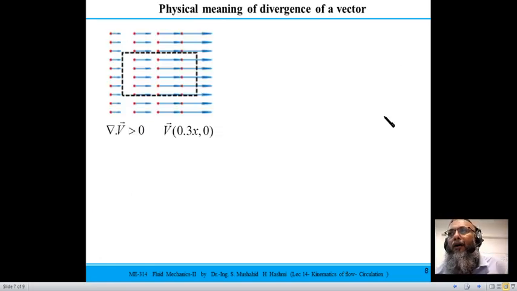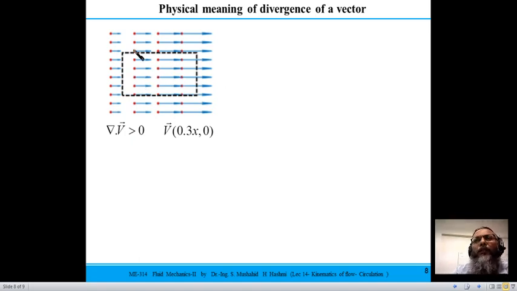Okay, now we go to the concept of divergence of a vector. We already know, let's say you have such a field, initially you have a small-size vector, and as you are moving horizontally, the magnitude of the vector is increasing.